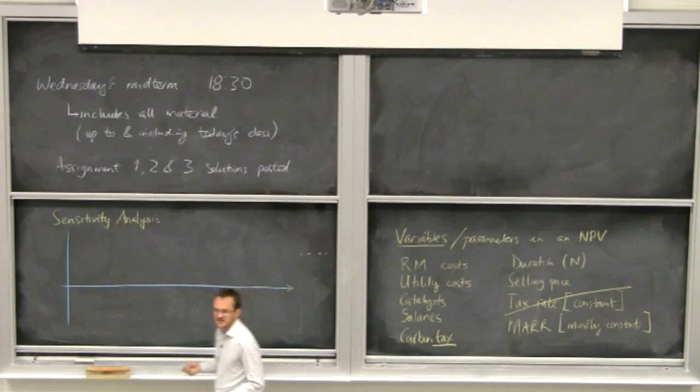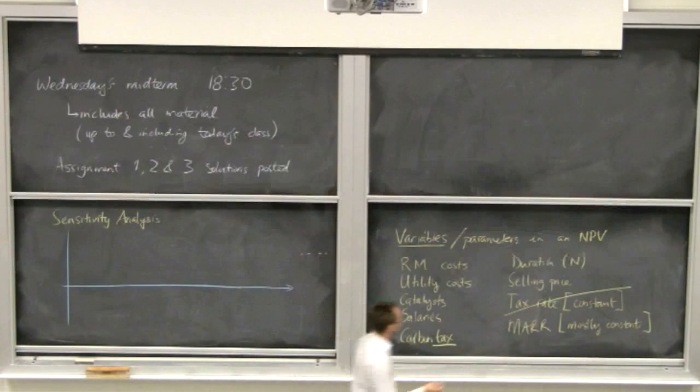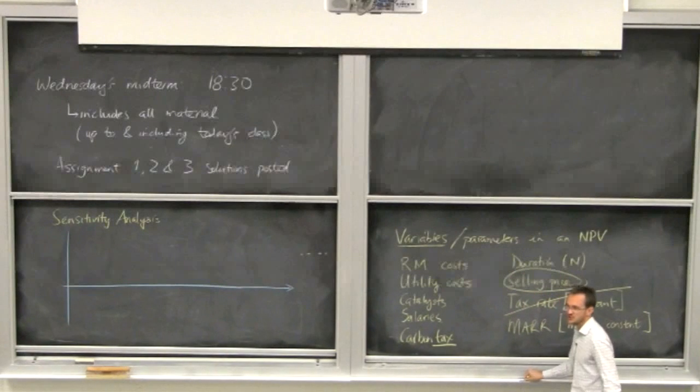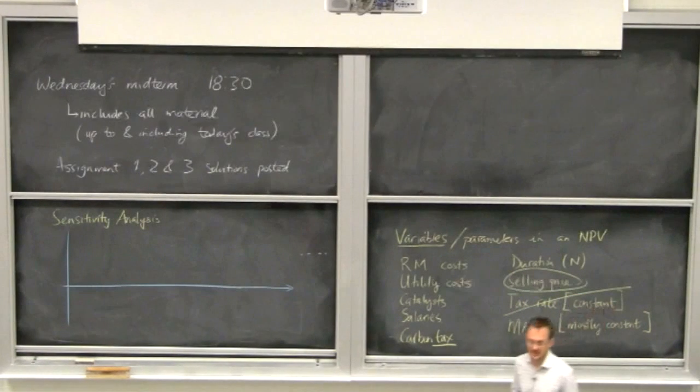So let's investigate one parameter. And I'm going to start here with the selling price. I'm going to take that one and show you how we might do a sensitivity analysis for that single parameter.